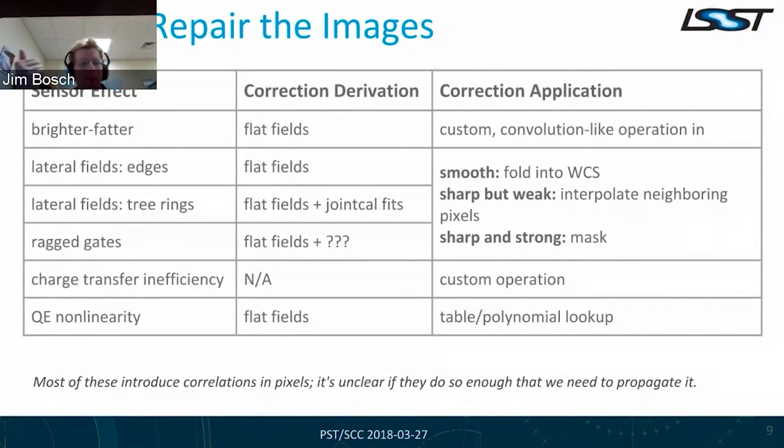It's worth noting that most of these introduce correlations in pixels. You can fix them at the right level, but they are going to correlate pixels. It's not clear to me whether any of these correlate the pixels enough that we need to propagate it. If we do, that's unpleasant and potentially expensive, but it's also very straightforward.